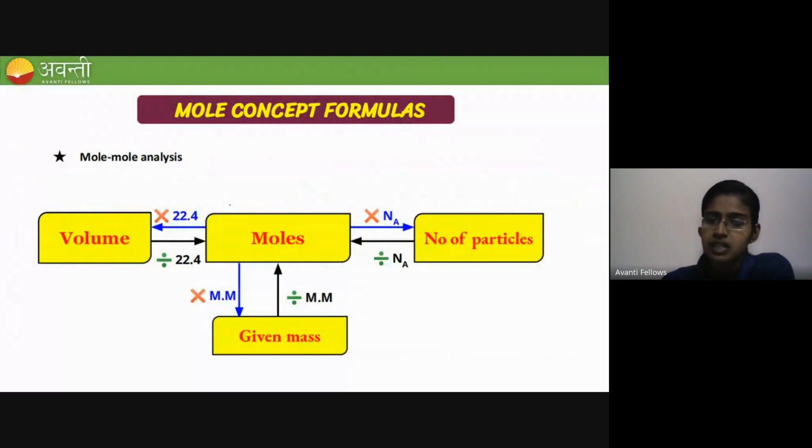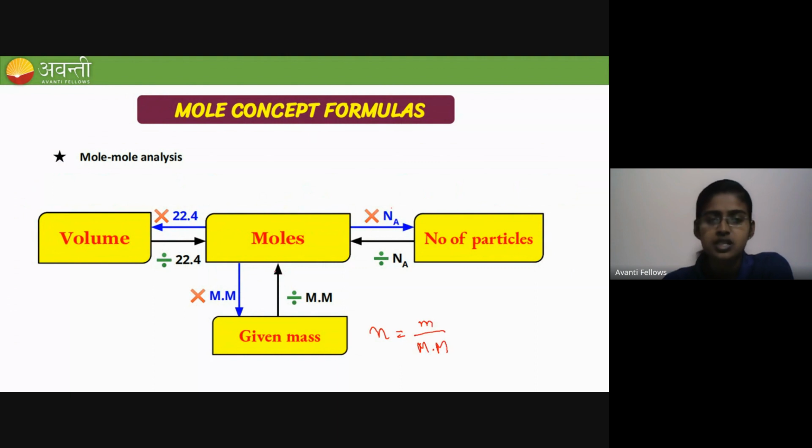If you multiply the number of moles by the Avogadro number, you will get the number of particles. If you divide the number of particles by the Avogadro number, you will get the moles. So accordingly, you have to do. The number of moles is calculated using the given mass by molar mass. Number of moles is equal to the given mass by molar mass, right? So this is the relation.